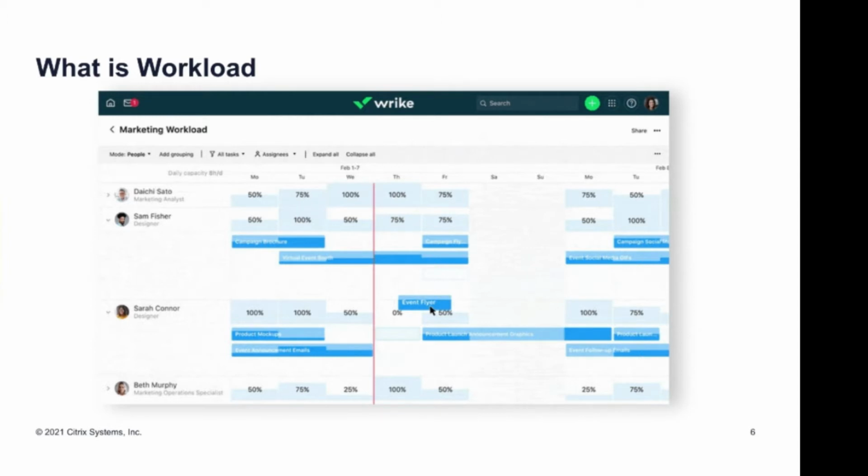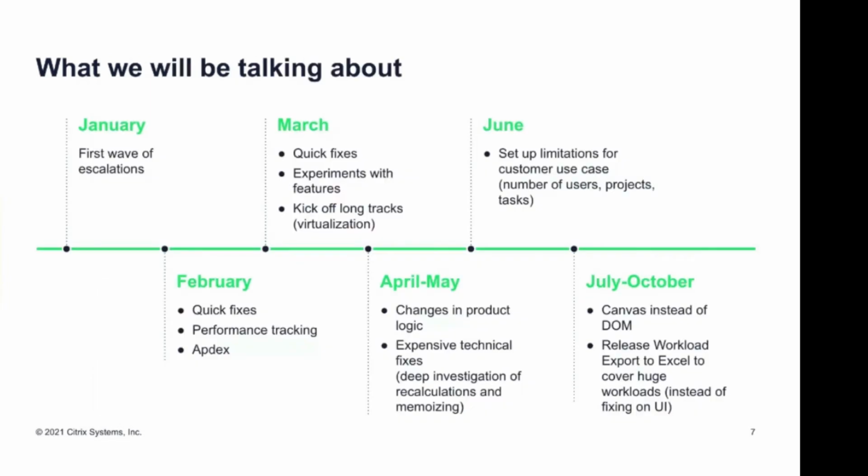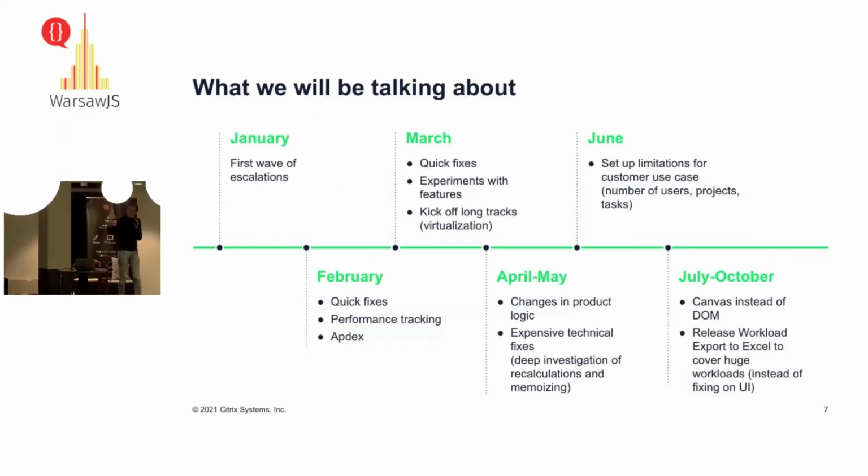What I will try to cover today is our journey from the beginning of this year, starting from January, to nowadays in October. In January, we started having a first huge wave of escalations that we never had before. We tried some quick fixes. We tried to set up some performance tracking. We tried some long, expensive fixes, and now I hope we can say that we have almost dealt with all major problems and the performance of this amazing view is good enough.